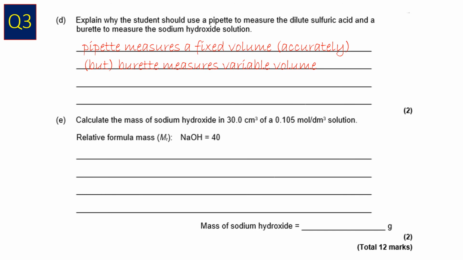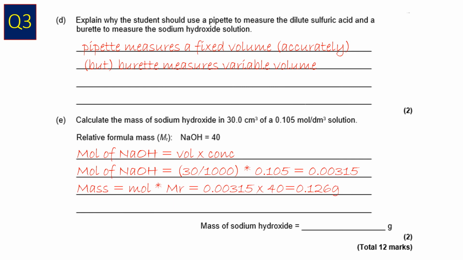Now for part E, we're asked to calculate the mass of sodium hydroxide in 30 centimetre cubed of 0.105 mole per decimeter cubed solution. So we need to work out the moles of sodium hydroxide first. That's going to be volume times concentration. Remembering to put our volumes into decimeter cubed, I get a value of 0.00315. And then mass is moles times Mr, so 0.00315 times 40 gives me an answer of 0.126 grams.